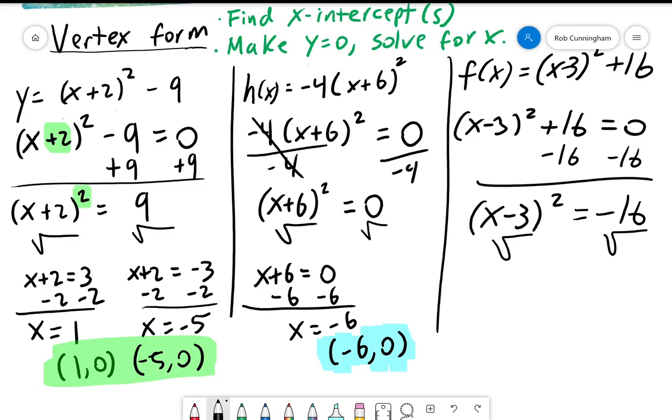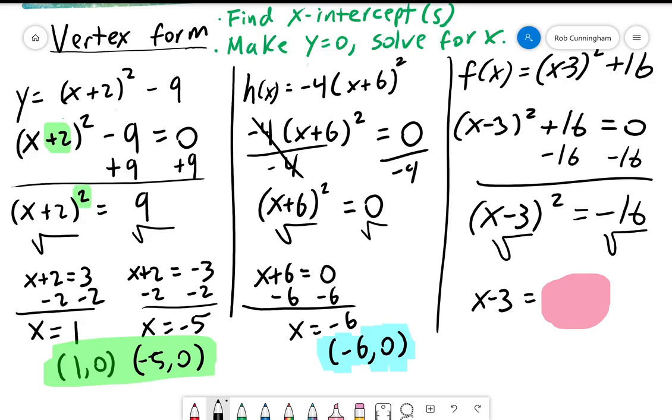But we've got a problem here. The left side's fine, we get x minus 3, that's no problem. But what goes there? What number can I multiply by itself to make negative 16?